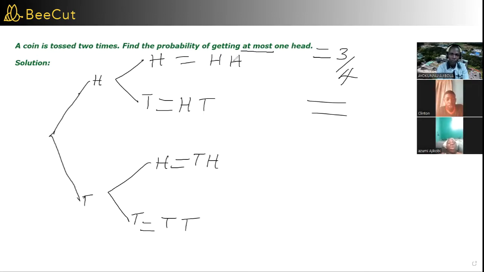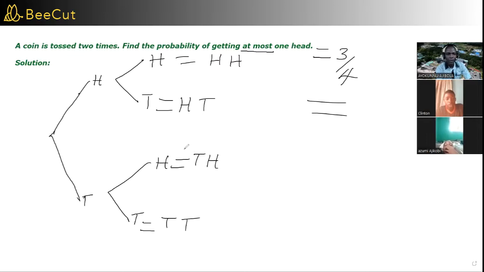1, 2, 3. But if I say find the probability of getting exactly 2 heads, what will be the answer? 1/4, because this is the only 2 heads here. If I say find the probability of getting exactly 1 tail, what will be my answer? 2/4, which is 1/2. Yes or no? Yes, sir.